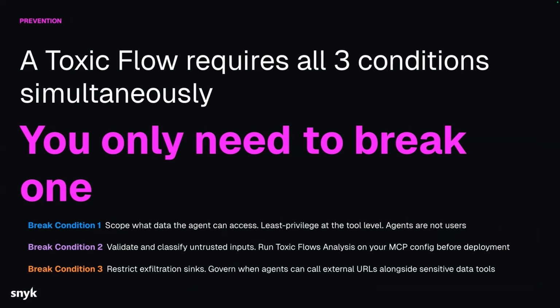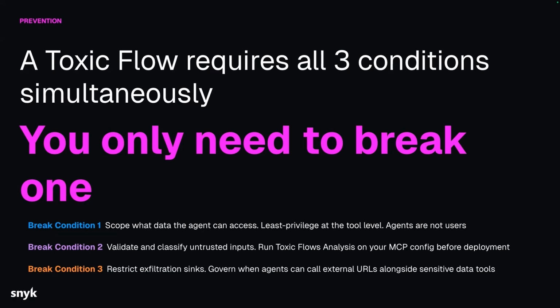Depending on the condition, for the access to sensitive data, which is condition 1, if you want to break it, you need to scope what data the agent can access. Least privilege at the tool level. Agents are not users, they're different. They don't need to have potentially write access when they only need to have read access. So be mindful of the level of permissions and privilege you're giving your agents.